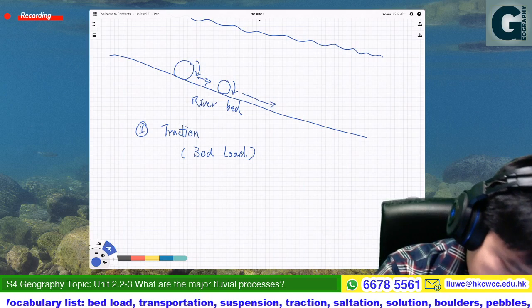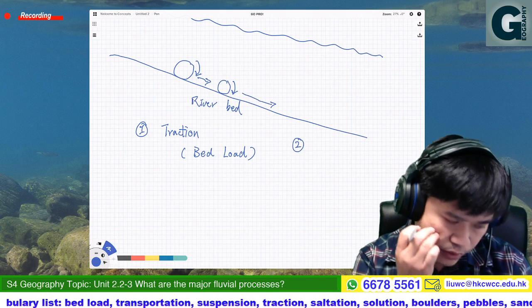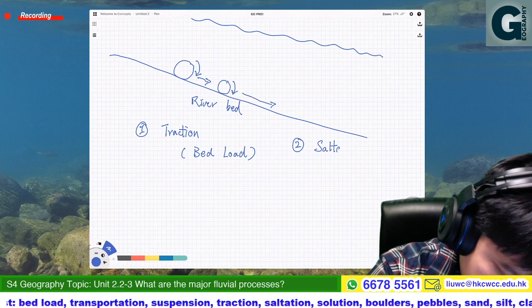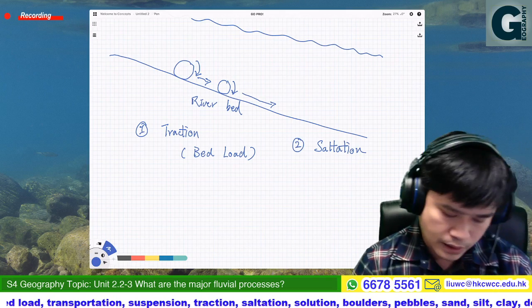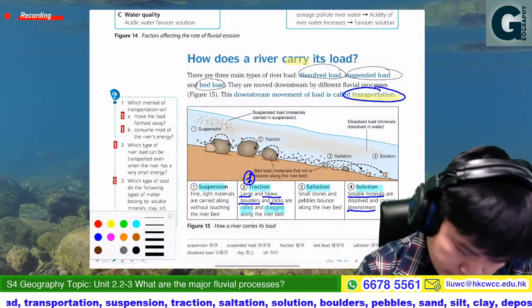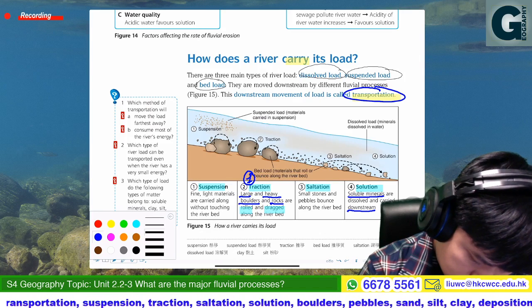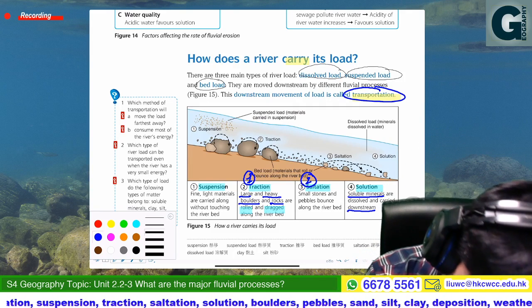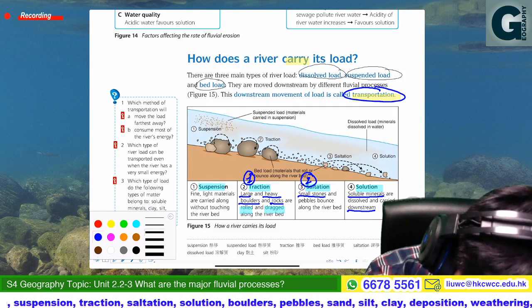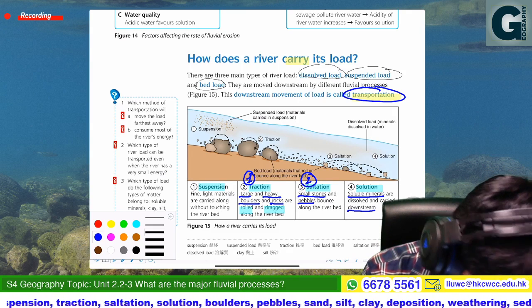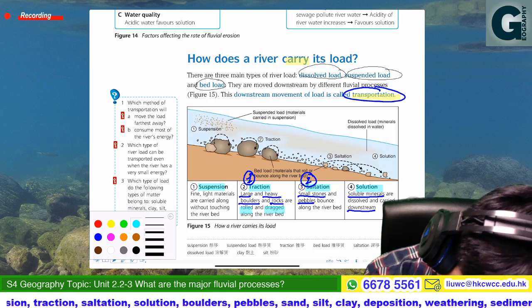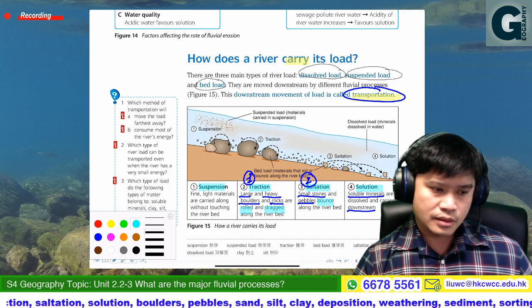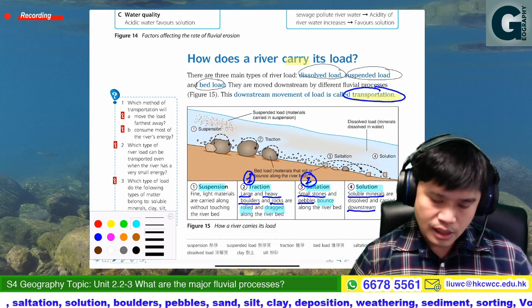Then the second one. The second transportation I will talk about is saltation. In your textbook, what is saltation? That is when small stones and pebbles bounce. Please highlight the word bounce. Bounce, in Chinese you may understand like 弹, bounce along the riverbed.